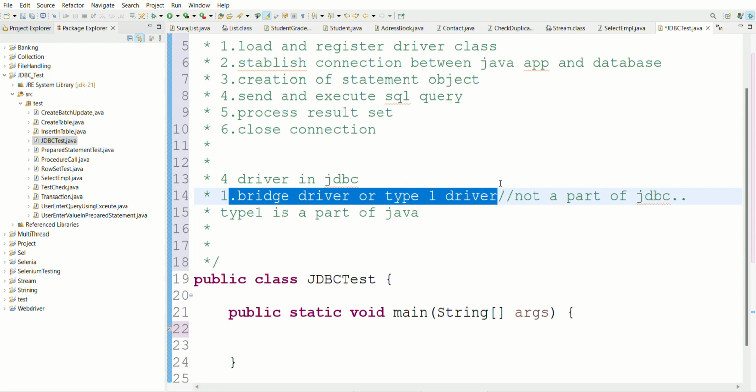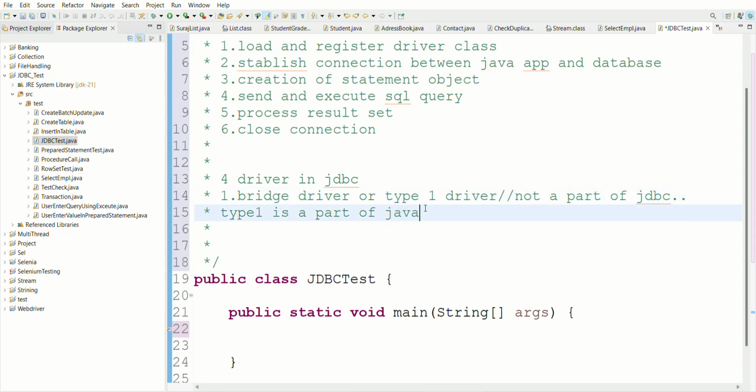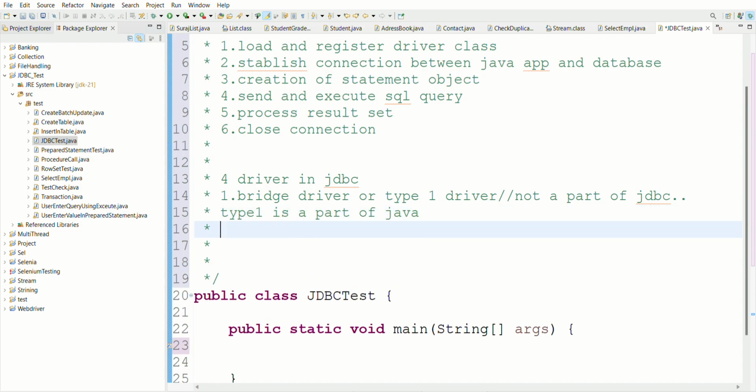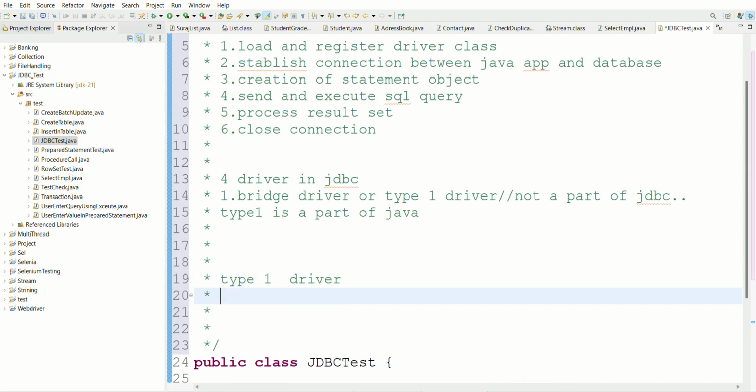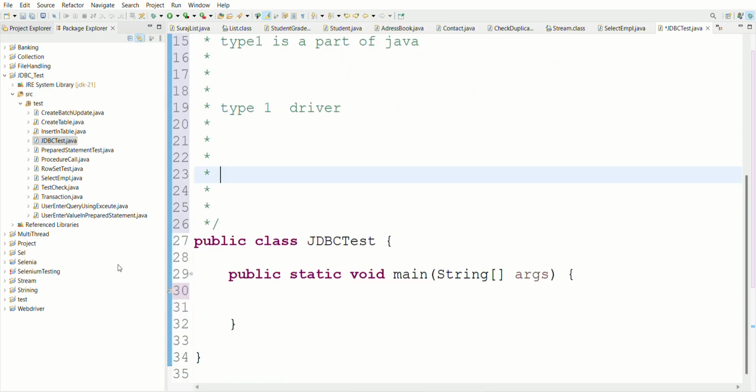Type 1 driver is invoked in Java JDK 21 or whatever you are using. It is invoked in your Java app. So we don't need to use any jar file or any other external jars to access all of these things. Let me discuss the type 1 driver: what it is, its importance, and its uses.